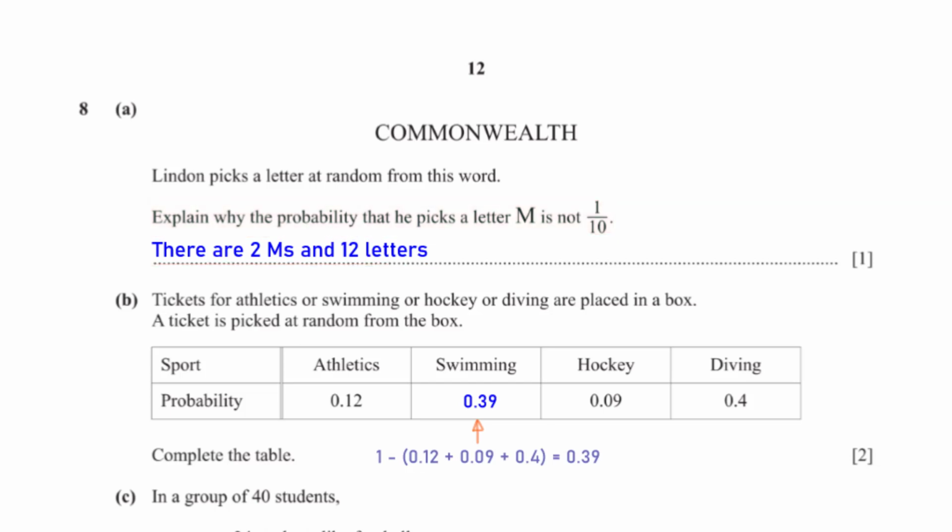Tickets for athletics or swimming or hockey or diving are placed in a box. A ticket is picked at random from the box. Complete the table. The sum of all the probabilities must be equal to 1. So to get the probability of picking a swimming ticket, we subtract the sum of 0.12, 0.09, and 0.4 from 1. This gives us 0.39.